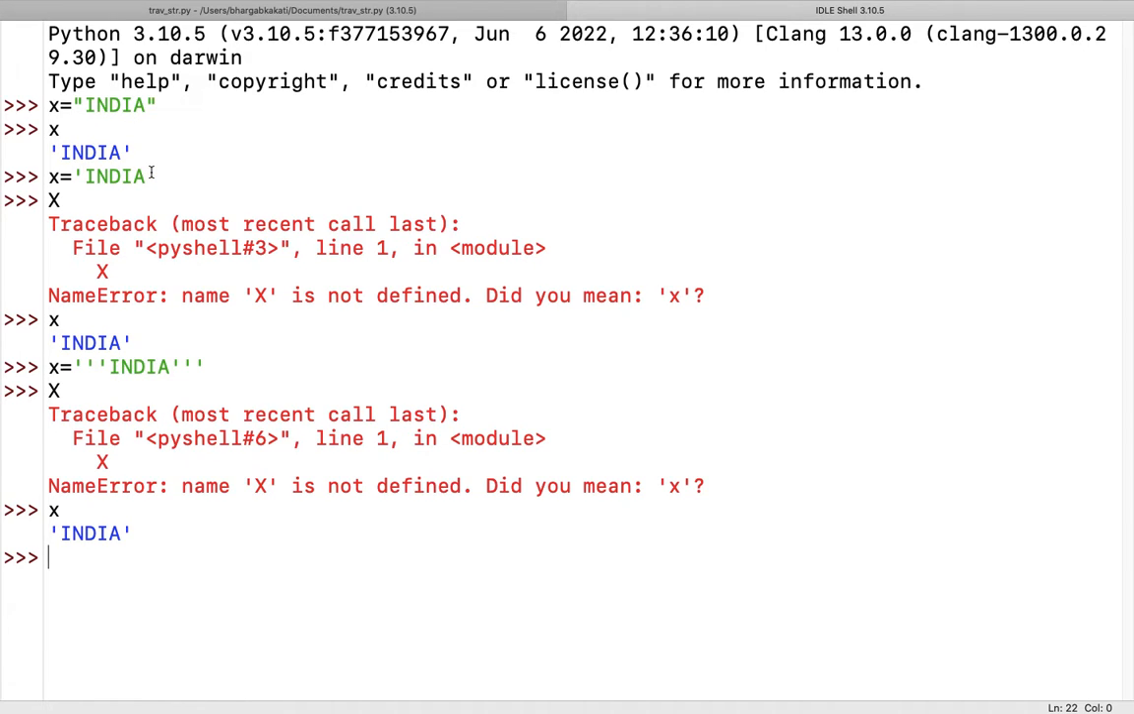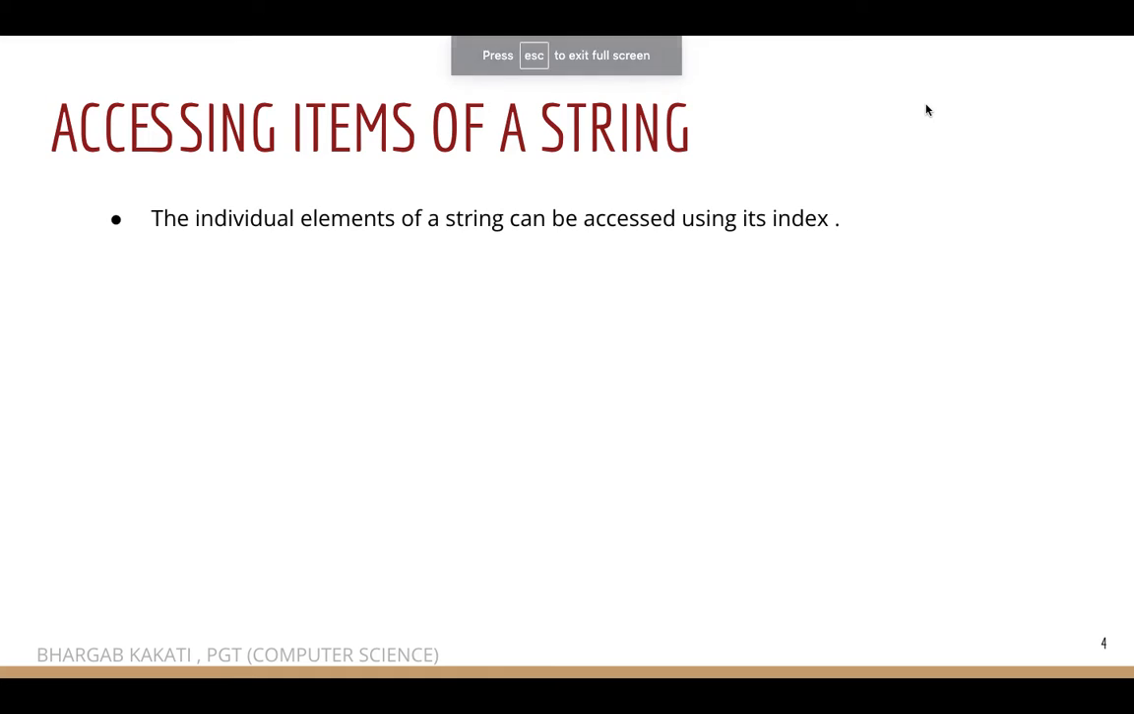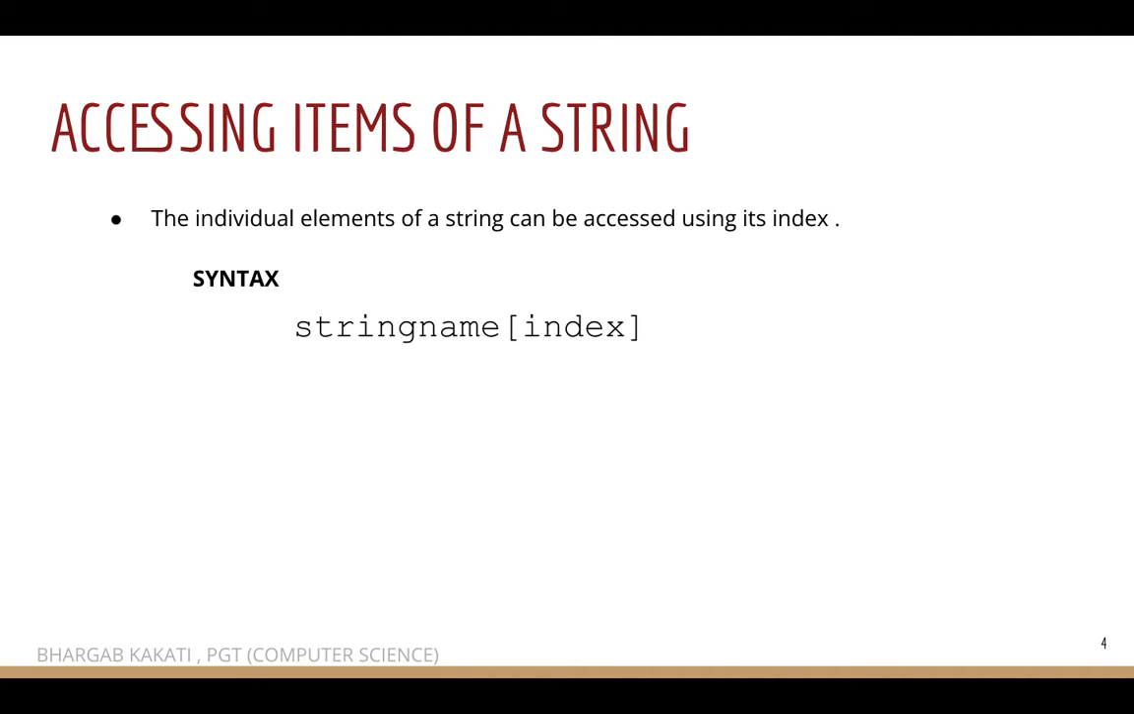Just now we learnt about indexing of strings. Now if I want to see the value or the character at a particular index, then it is known as accessing a string. Let us see how to access the individual elements of a string. The individual elements of a string can be accessed by using its index. What is the syntax for accessing the elements of a string? It can be accessed via the following syntax. We need to specify the name of the string followed by the index within the square bracket.